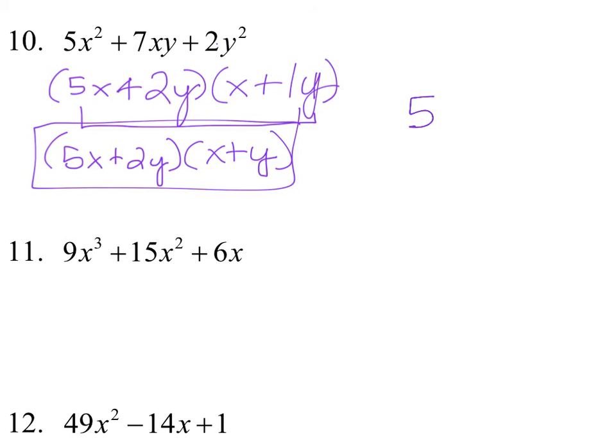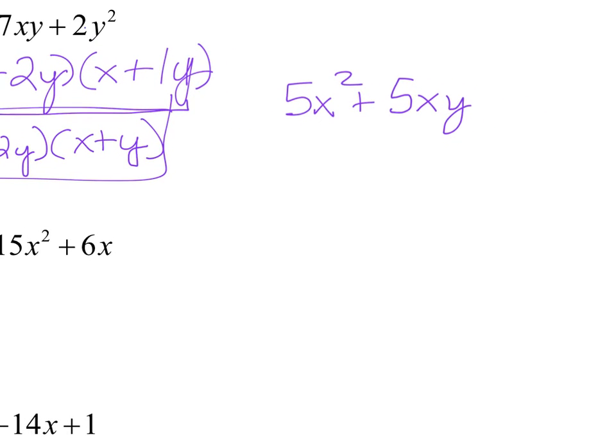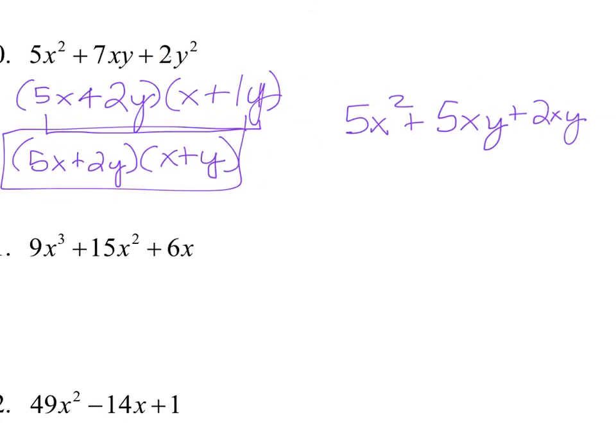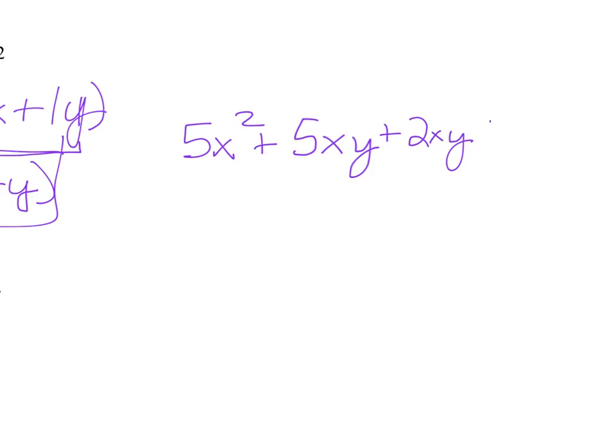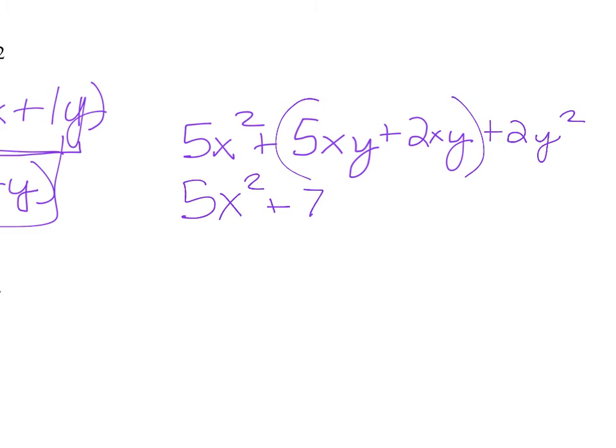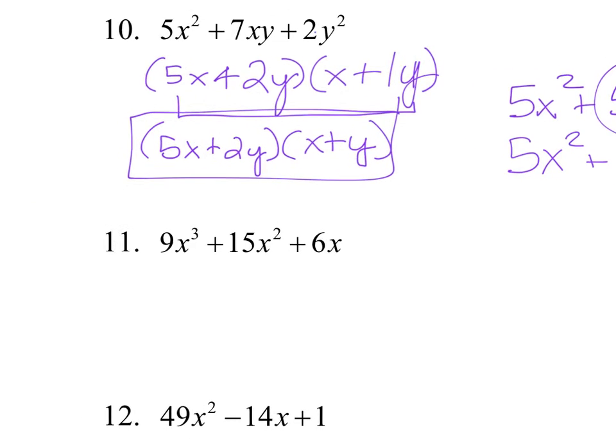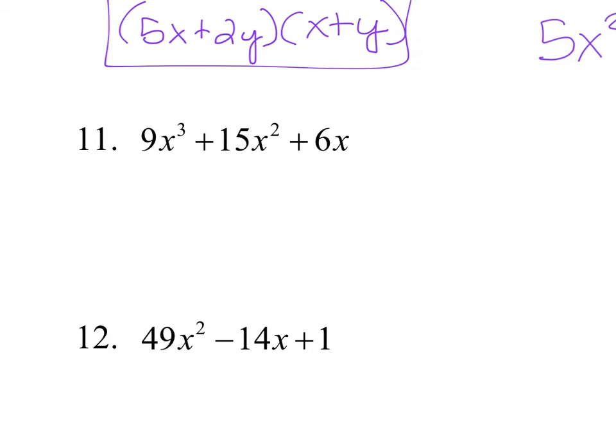5x and x is 5x squared. 5x and y is 5xy. 2y and x is 2xy. And then 2y and y is 2y squared. Okay, so now I have 5x squared. I add the 5xy and the 2xy. And I have the 2y squared. And sure enough, that's what I started with.